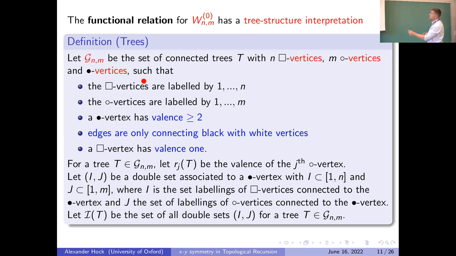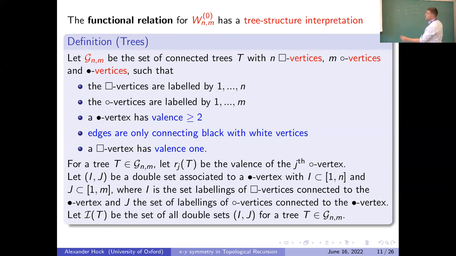I want to formulate for W, 0, and M the functional relation depending on W0 and 0. For this, I define the following trees, which is a connected tree, T, with N square vertices, M round vertices, and some black bullet vertices. So we have 3 different types of vertices.